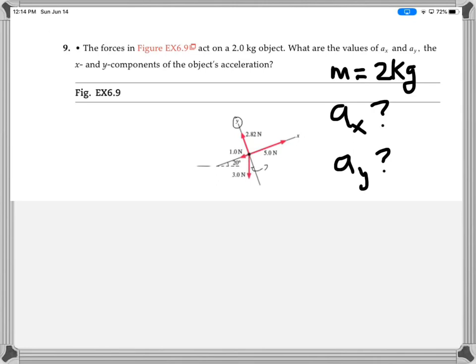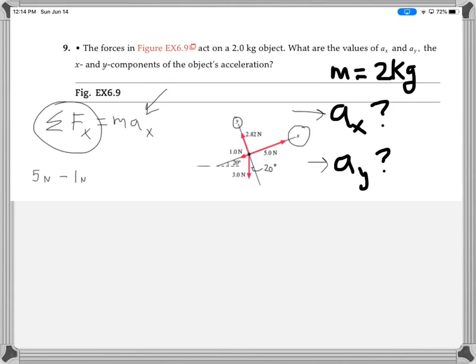So let me clean that up, and we know that that angle is 20 degrees. Alright, so we're ready to start by finding the sum of the forces in the x direction, which would allow us to find what's the acceleration in the x direction. Then we'll do the same for the y components. So sum of the forces in the x direction equals mass times acceleration in the x.